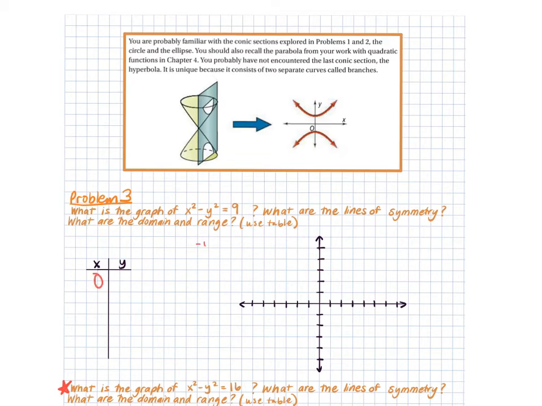When x is 0, negative y squared equals 9. x never equals 0. We're actually never going to cross the y-axis. And then if we plug in y equals 0, we just get x squared equals 9, so we get plus or minus 3. So we're going to have points here and here. So that means our hyperbola is going to look something like that.